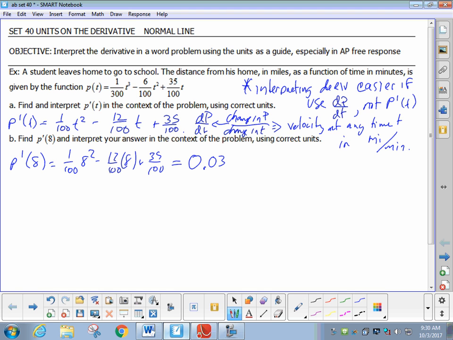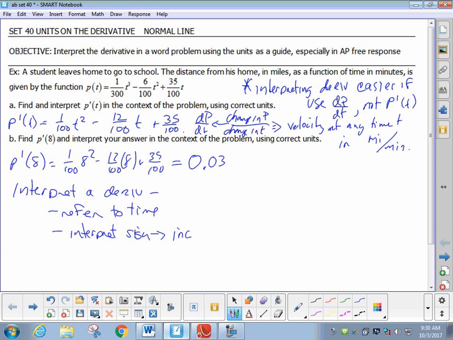When you interpret a derivative, you must refer to a specific derivative. Refer to the time. You must interpret the sign. And tell the person, is this increasing or decreasing? Now this is general rules for interpreting a derivative. So for example, in this case, this is change in distance from home with respect to time.